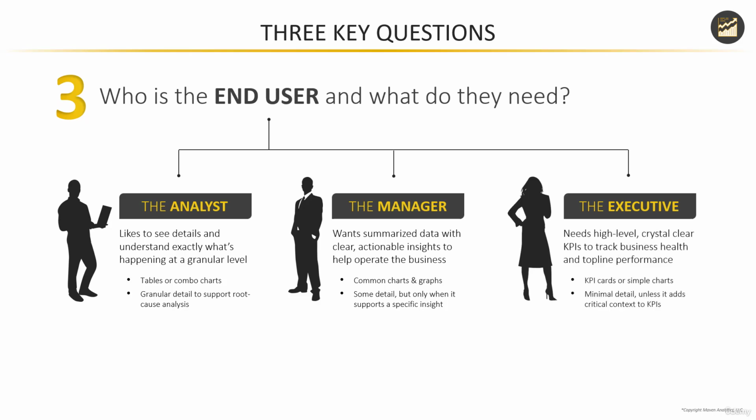And then finally, at the top of the food chain, you've got the executive audience. These are people who are super busy. Typically, they just want high-level, crystal clear KPIs that they can use to track business health and top-line performance at a glance. So this is where visuals like KPI cards or very simple charts often make the most sense. You want to keep the detail to a minimum unless it adds critical context to those KPIs.